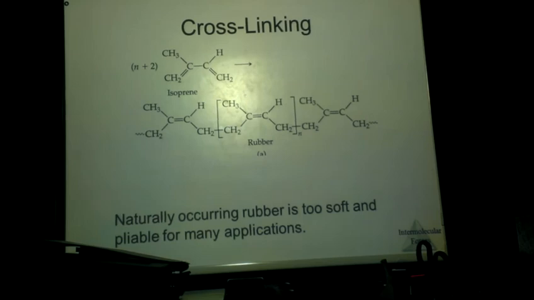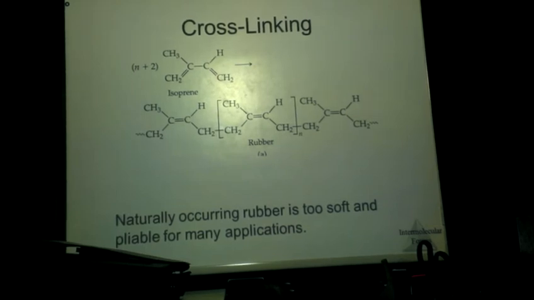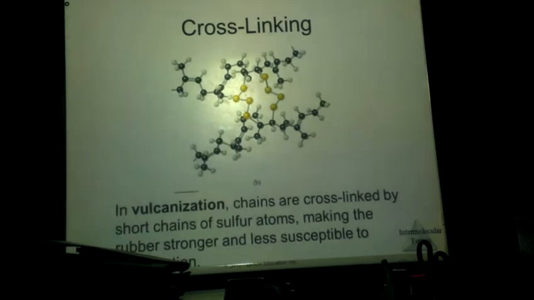Some cross-linking can happen just naturally. Naturally occurring rubber is very, very soft. And so we have added extra cross-linking to it, so that it can be used for more applications for our needs. So that's just another example.